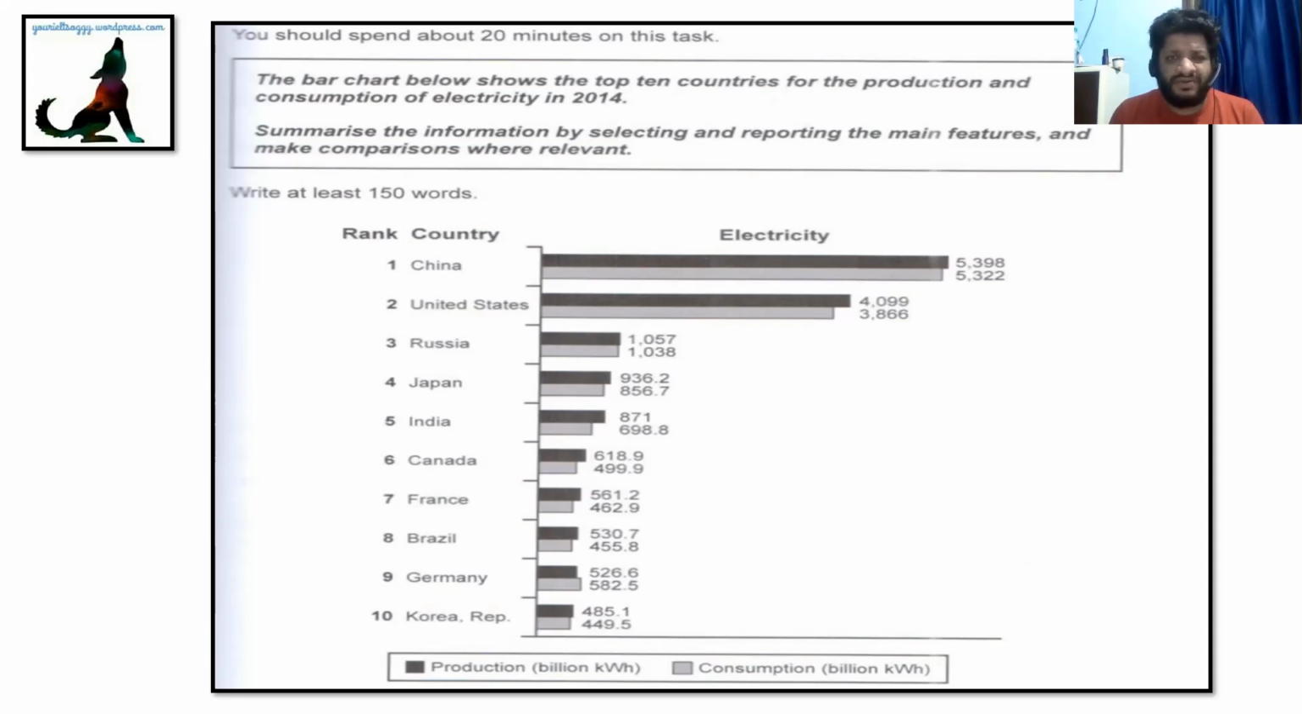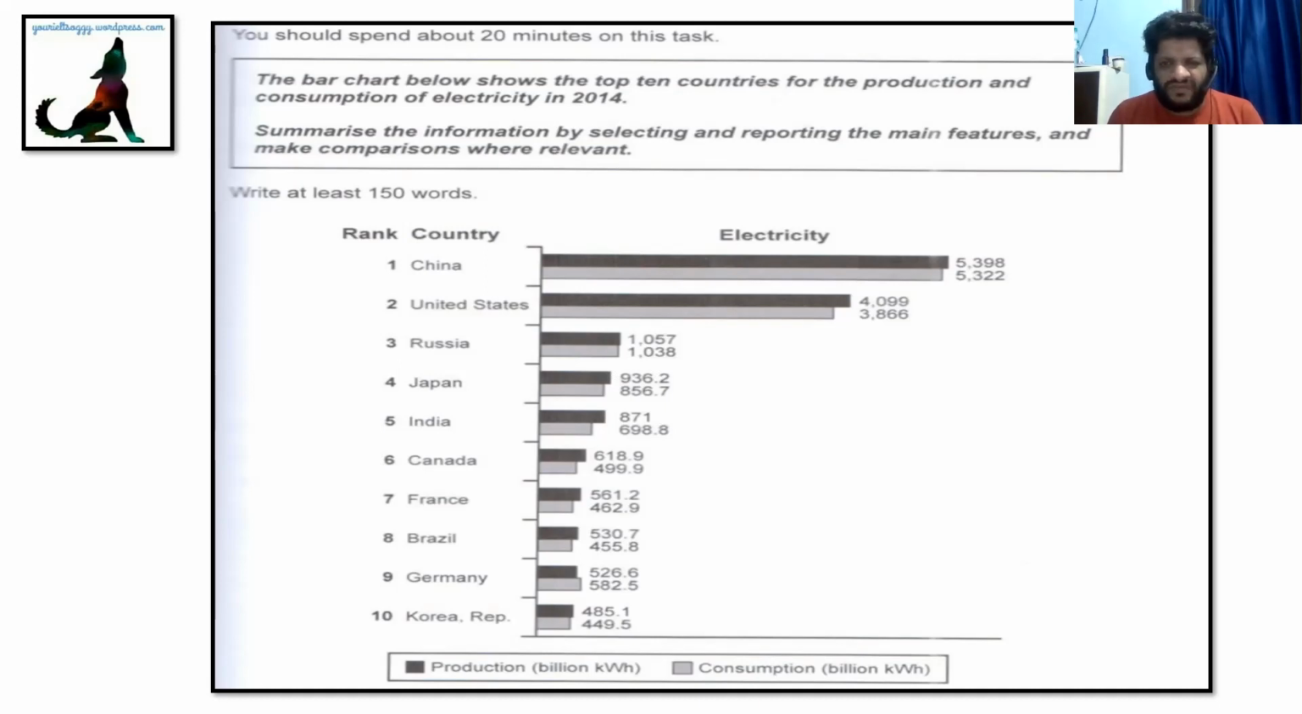The bar chart below shows the top 10 countries for the production and consumption of electricity in 2014. You know the ranks, you know the countries, and you know the electricity production and consumption, and production and consumption units are billion kilowatt hours. So China this, US that, Russia, Japan, India, Canada, France, Brazil, Germany, Korea.